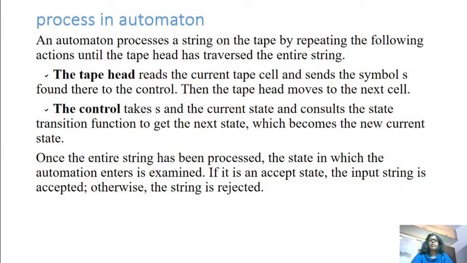Okay. Once the entire string has been processed, the state in which the automaton ends is examined. If it is an accepting state, the input string is accepted. Suppose it is rejected, it should not move to the next state, it should stay in the state itself. The string accepted, it moves on. String not accepted, it rejects. Okay.